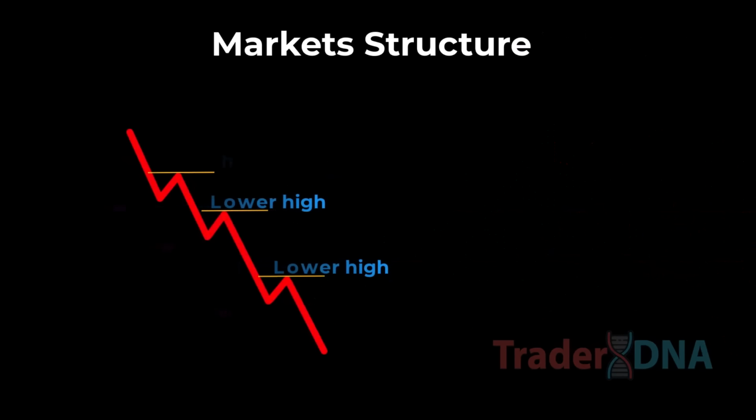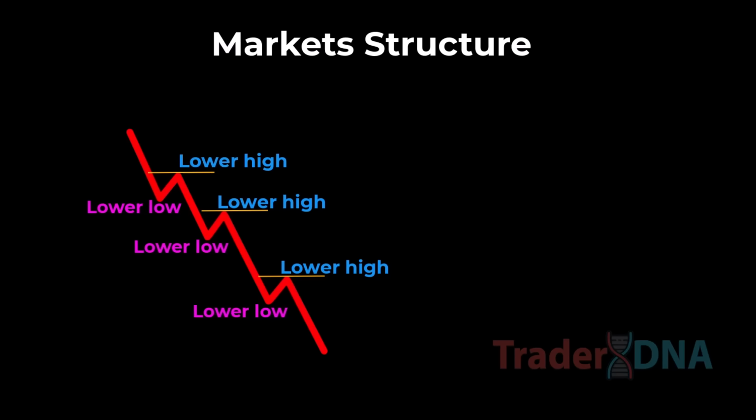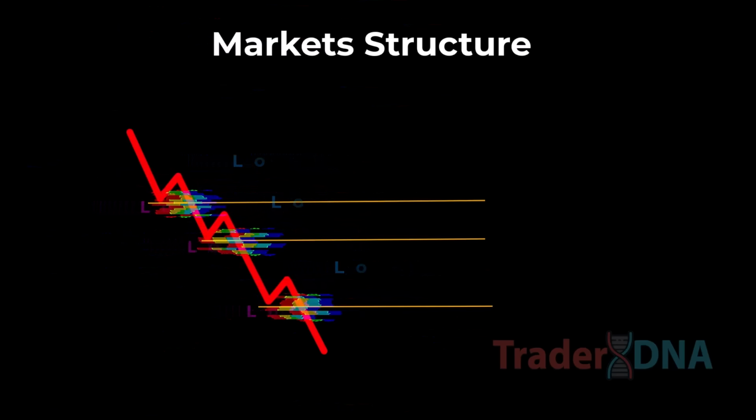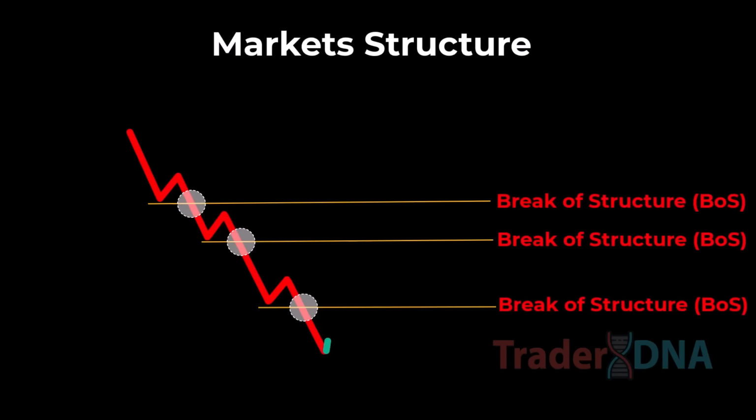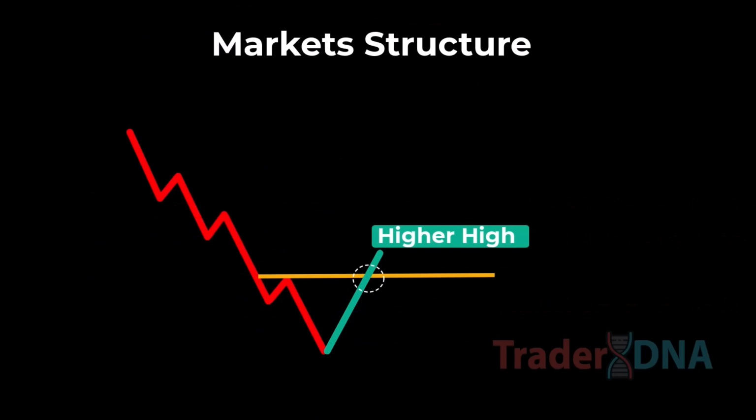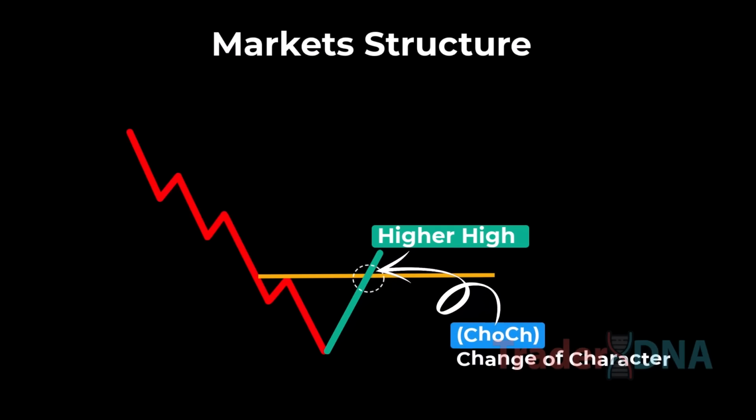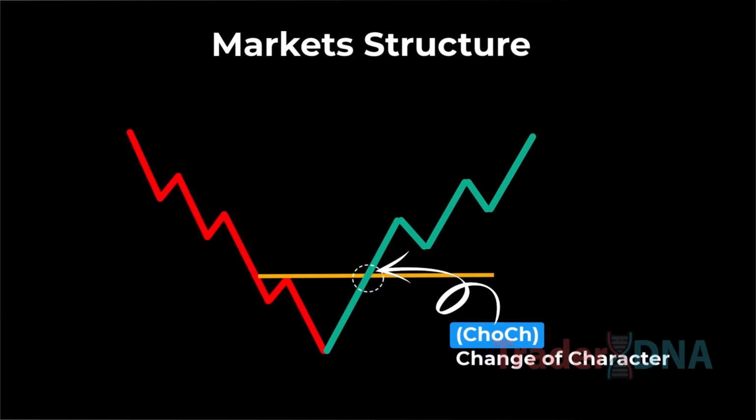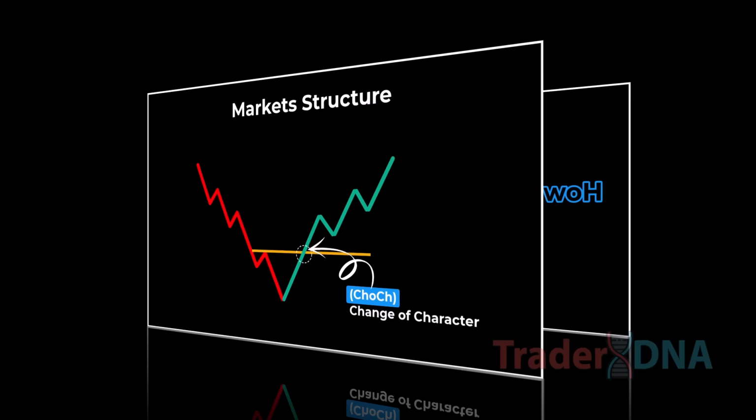Price keeps printing lower highs and lower lows, and when it breaks a previous low, that's a break of structure. But if price suddenly breaks above a previous high and forms a higher high during that downtrend, that's a change of character, signaling the market is flipping back to an uptrend. That's the fast, clear breakdown of what break of structure and change of character actually mean inside market trends.